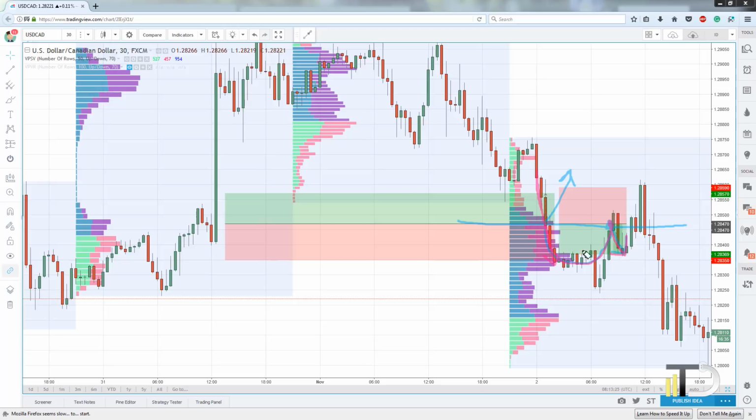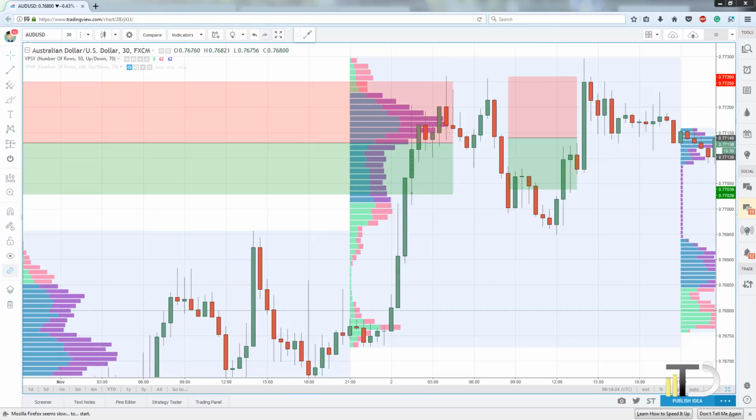So that's basically what I did on the US dollar, Canadian dollar, and despite taking a loss there, I reversed the trade when it came back to 28.47. I went short and I took a profit there. So that was a perfect reaction to that level, and I was basically able to scratch the loss from the Asian session on the US dollar, Canadian dollar.